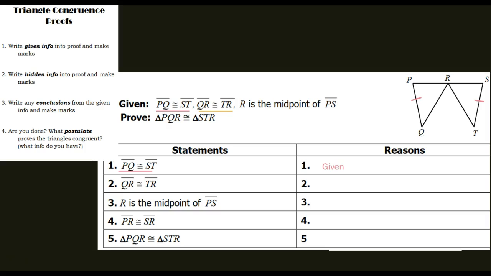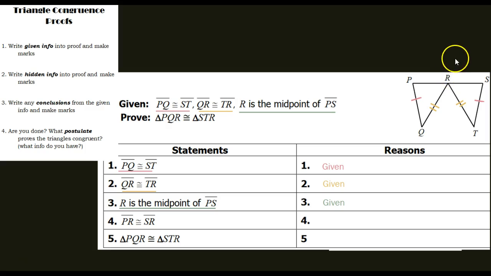Number 2, given piece of information, that is congruent to that, and you write it into your proof, and, well, it's given. That's how you know. Next one, given information number 3, R is the midpoint, given, given. Now notice on that one we did not make any marks on the picture up here.